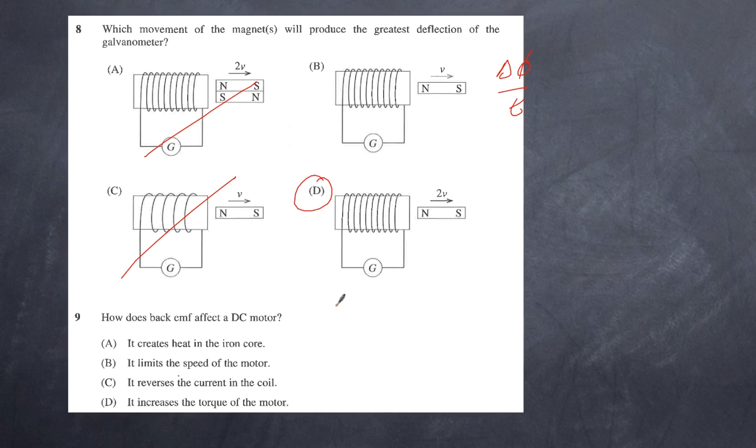Well, back EMF ultimately means that you have your input voltage and you have a small back EMF, which lowers the voltage, which therefore lowers the current, and the lower current means you have a lower torque. So that means A is excluded. C is excluded because it doesn't reverse the current, and D is excluded, leaving B as our answer.